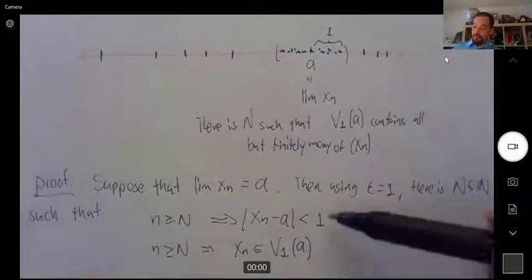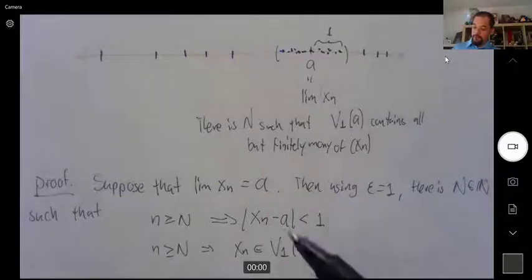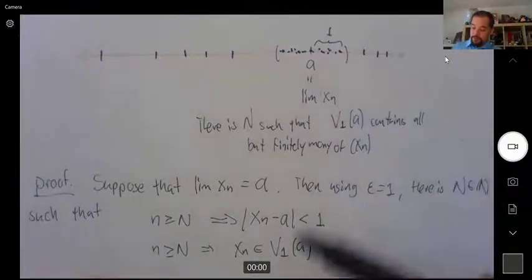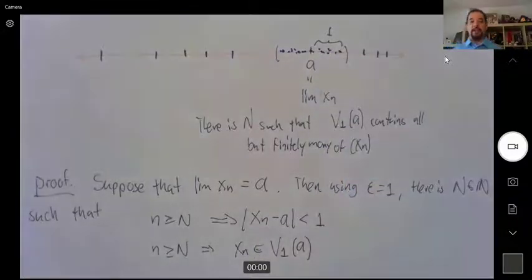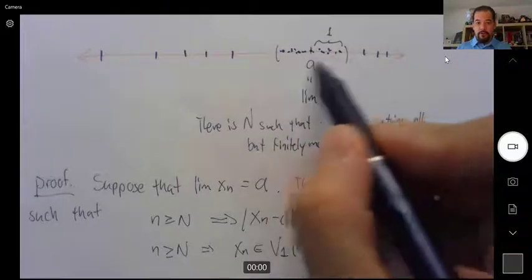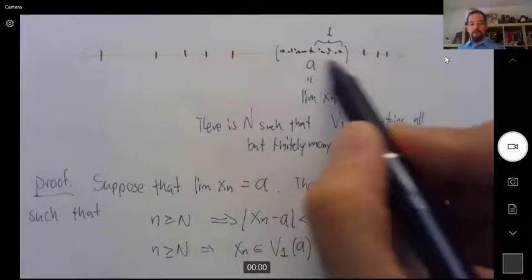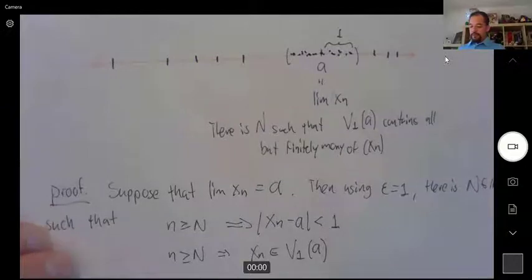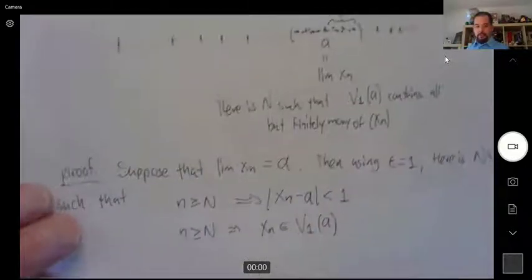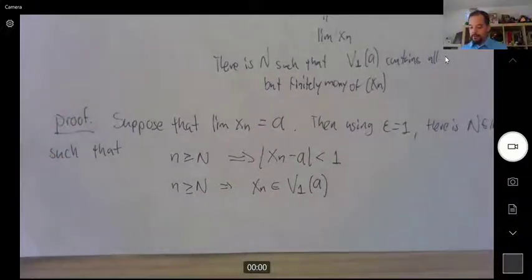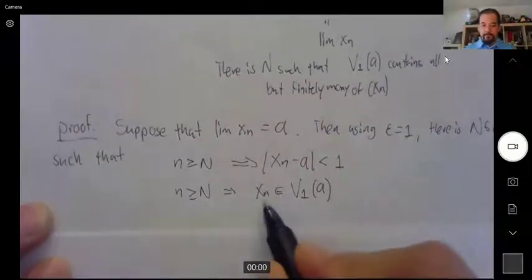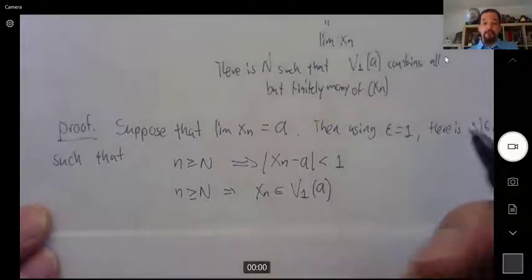So you can combine this idea with the picture. The picture says that all the numbers will be here after capital N. Remember that capital N is our entry point. So once you exceed capital N, bam, all the elements of the sequence are going to be in here. They're going to be within 1 unit of a. Okay, so that tells me that I can now control things. Remember what I want: I want to show that my sequence is bounded. So what I want to show is that the absolute value of xn is bounded by some number.